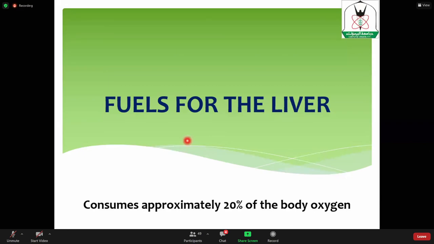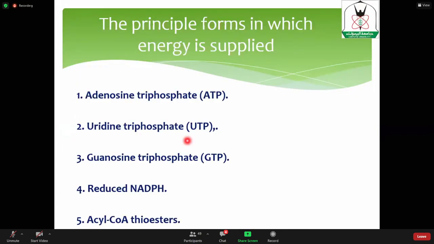هلا the liver itself per se consumes like 20% of the body oxygen, which is a huge amount of oxygen, which means that the liver is doing a lot of functions. Okay, and these are the molecules that can be generated in the liver or other types of the cells as energy currency. What we mean by energy currency, we can use these molecules in order to catalyze certain reactions because they are energy currency molecules. However, NADPH is not energy currency, but it's synthesized by the liver as well as acyl-CoA thioesters. هذول molecules helping in the anabolism.